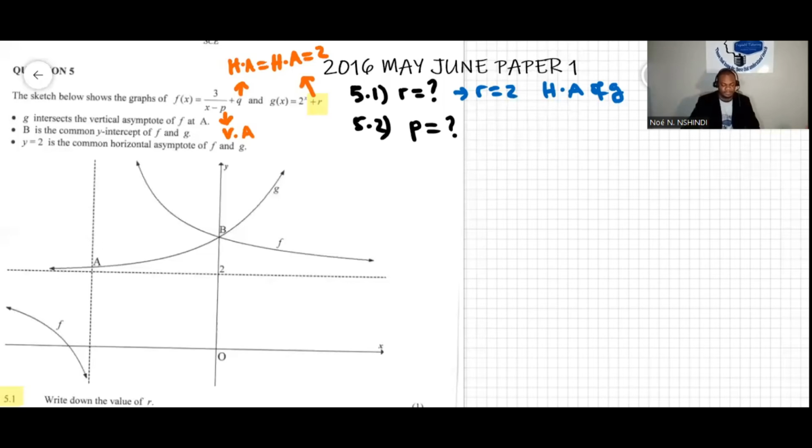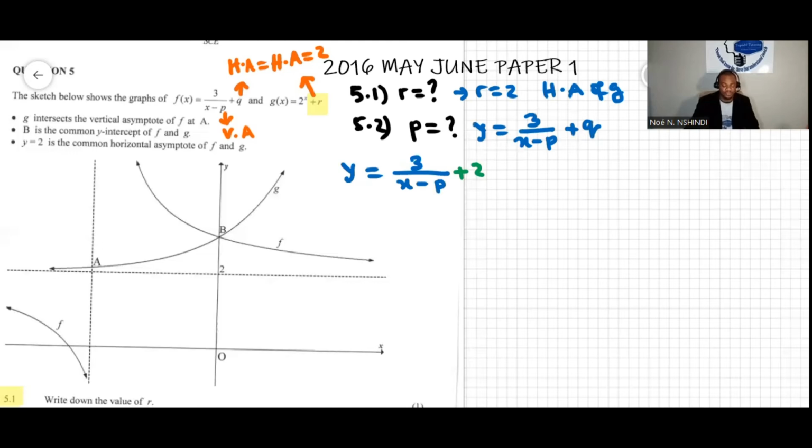Now, excuse me, we can rewrite the function given by 3 over x minus p plus q as y equal to 3 over x minus p plus 2. Instead of writing q, I just want to say plus 2, because that's the value of q. Now, if we need to find p, what can we do? Let's see in the question, is there anything that we can look at that will help us find p?